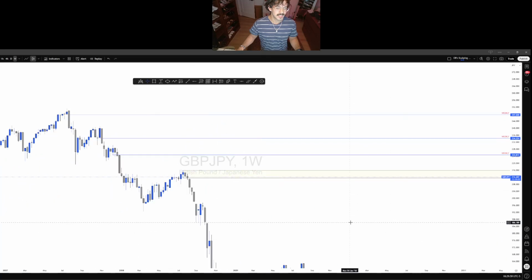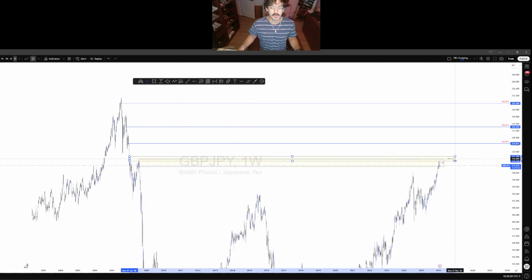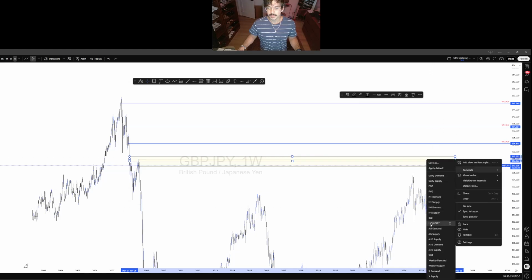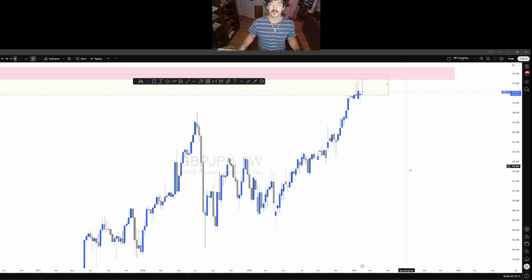What else do I see, guys? I love marking liquidity. And what I see here is that we have some liquidity right here sitting above price and below that void. So we can mark this right here as liquidity. All right, now I'm just looking for areas of demand below price action.